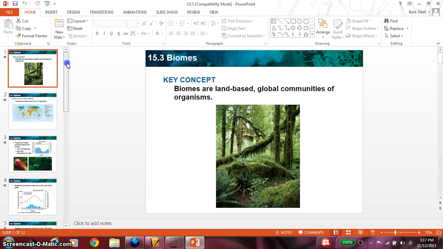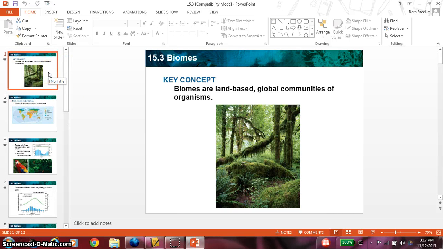So that's all we have on biomes. You probably know so much more than what this offers, but just fill your notes out and do the assignment.